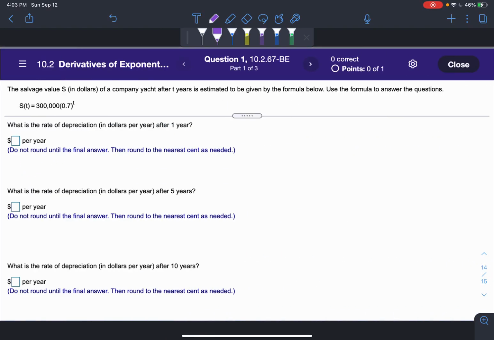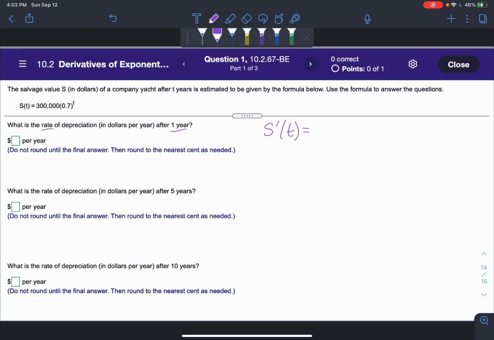Okay, let's do some last two application problems. So we have a salvage value, S in dollars, of a company yacht after T years using this formula. And we want to know what's the rate of depreciation in dollars per year after 1 year. So we're talking about rates, so this is probably going to involve S prime of T. What do you think? So let's take the derivative.